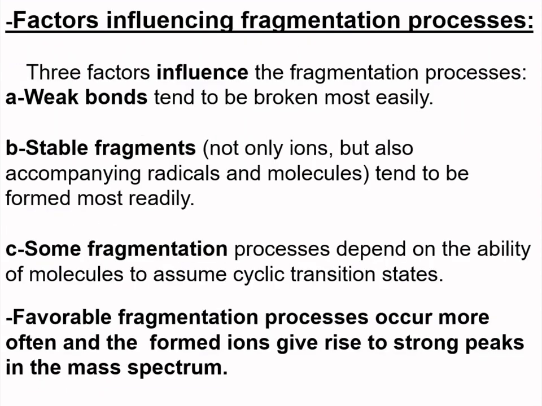Factors influencing the fragmentation process. There are three outlined factors which influence the fragmentation process. First, the weak bonds are preferentially broken. Stable fragments, not only ions, are favored to be formed. In some instances, the fragmentation process depends on the ability of the molecules to assume cyclic transition states, and we will talk about the McLafferty rearrangement later on.